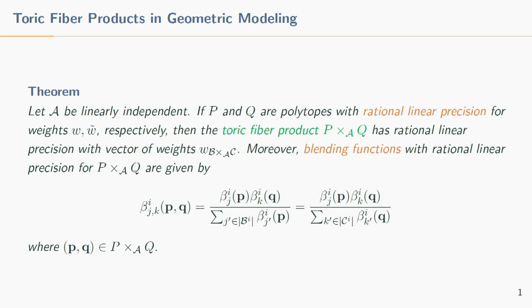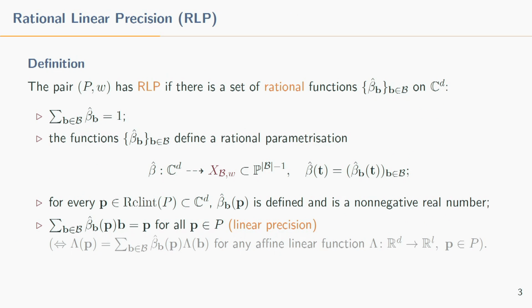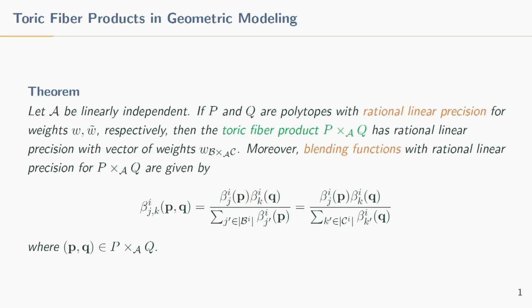And what also belongs to this property are these weights. These belong to these polytopes. And then we say that we can construct another polytope by taking the toric fiber product, which I will explain later. And then this toric fiber product will satisfy the same very nice property of rational linear precision. And this property says something about the existence of so-called blending functions from geometric modeling. And we can explicitly construct these new blending functions. And we give the description here.